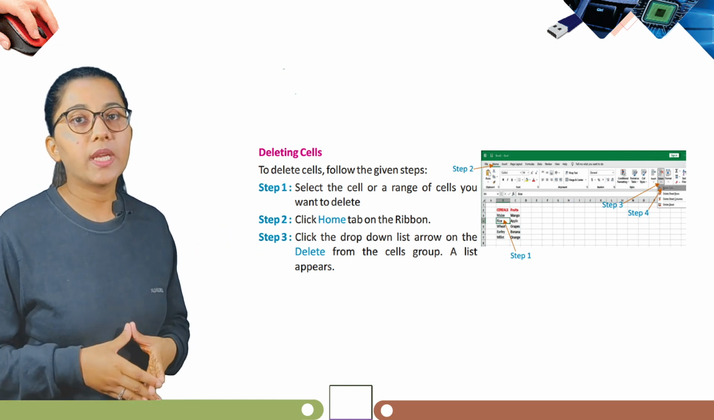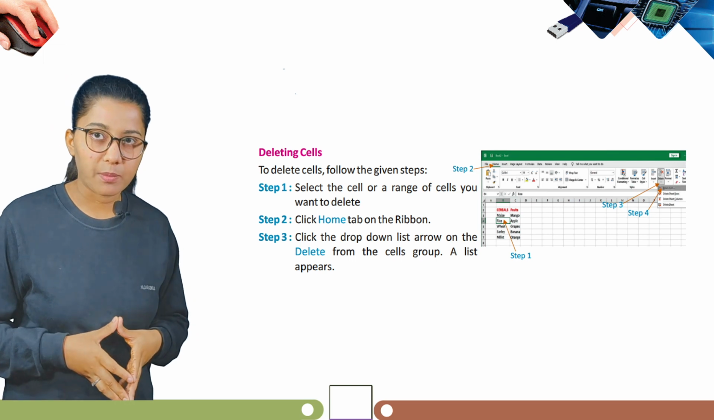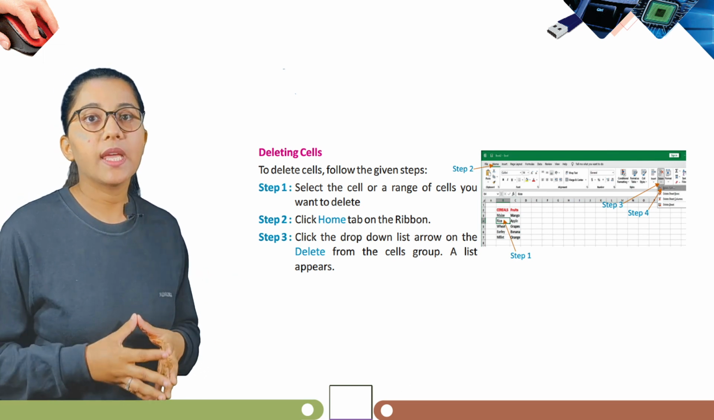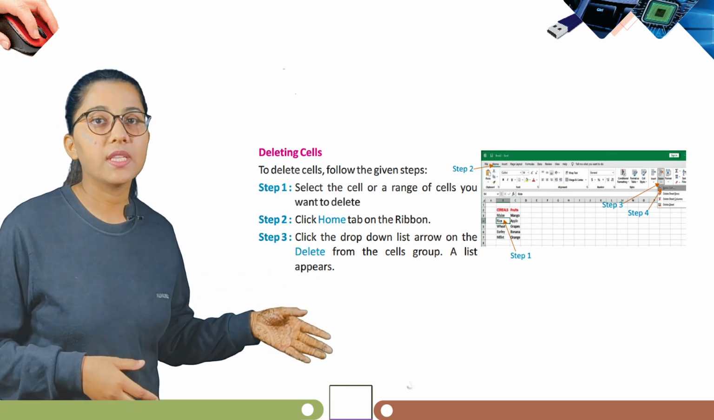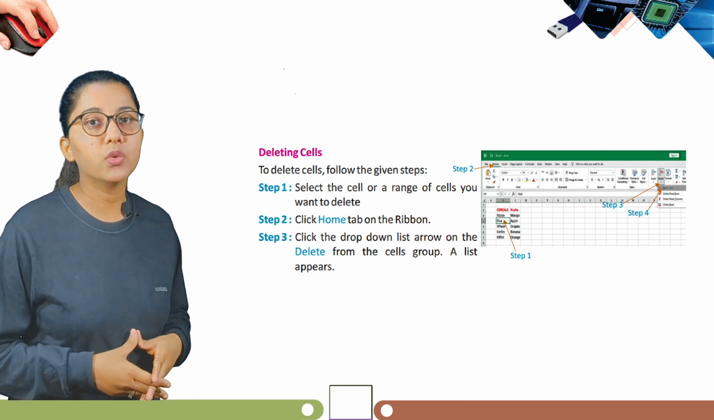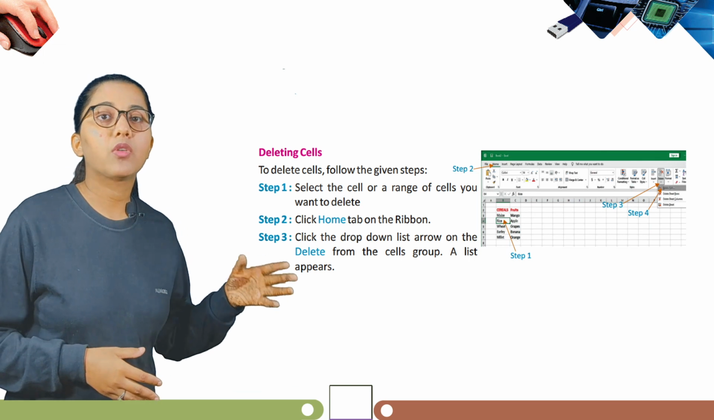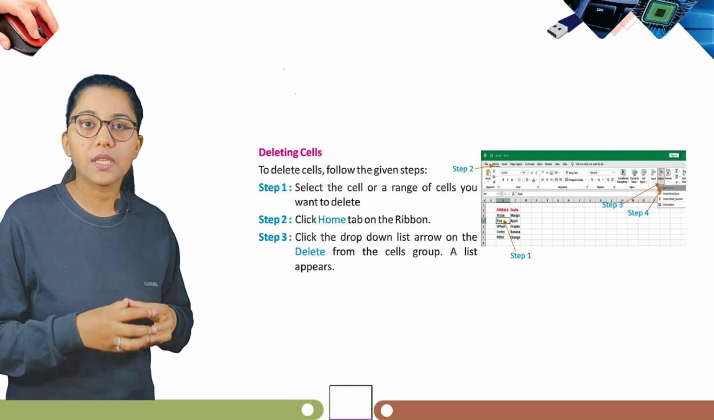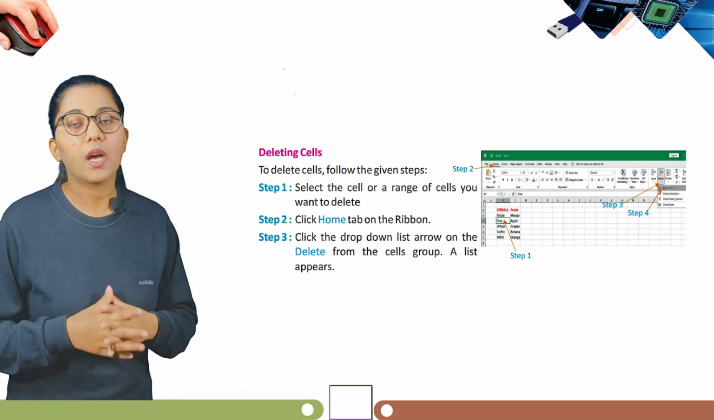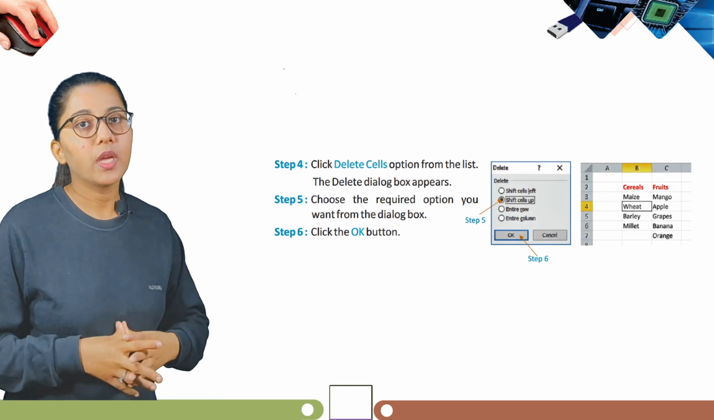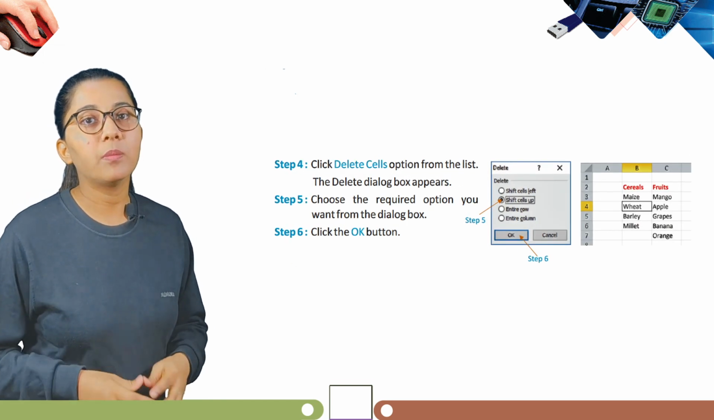Let's learn about it. To delete cells, follow the given steps. So our step 1 is select the cell or a range of cells you want to delete. Step 2, click the Home tab on the ribbon. Step 3, click the drop-down list arrow on Delete from the Cells group. A list appears. Step 4, click the Delete Cells option from the list.